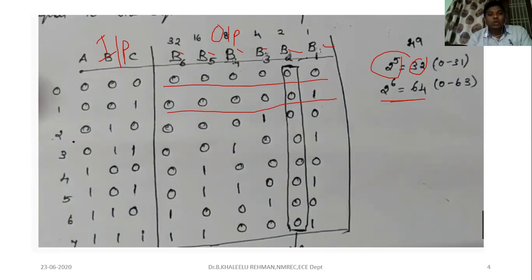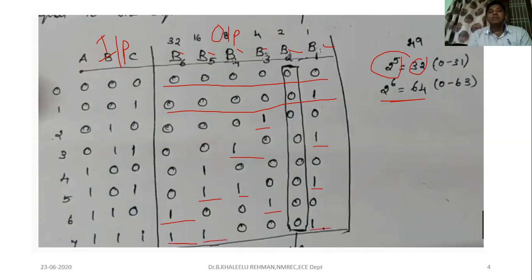So to represent 2, 2 square is 4. Just below the 4, we will represent 1. 3 square is 9. 9 means 8 plus 1. 5 square is 25. To represent 25, 16 plus 8 plus 1, that is 25. 6 square is 36. To represent 36, we require 32 plus 4, that is 36. To represent 7 square 49, we require 32 plus 16 plus 1.